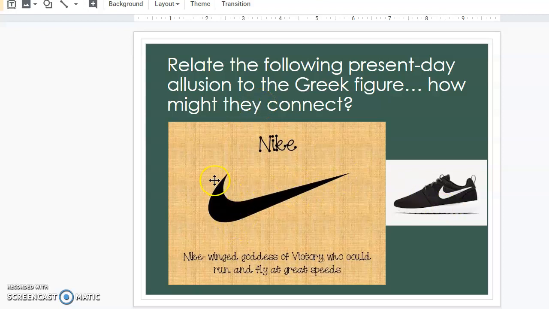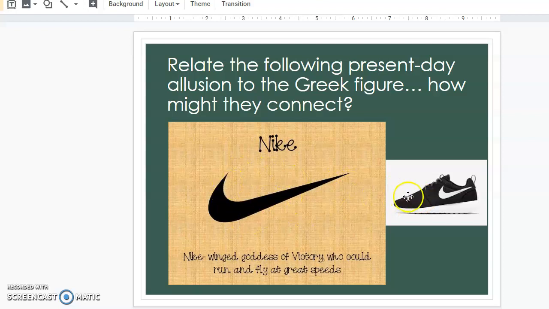We're going to take a look at some mythological symbols and how some companies, or how we, relate them to today, where we derive that from. Relate the following present day allusion to the Greek figure. How might they connect? So when looking at this mythological symbol, this Greek figure, how can we connect it to today?